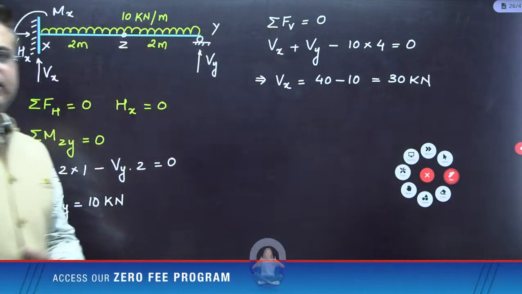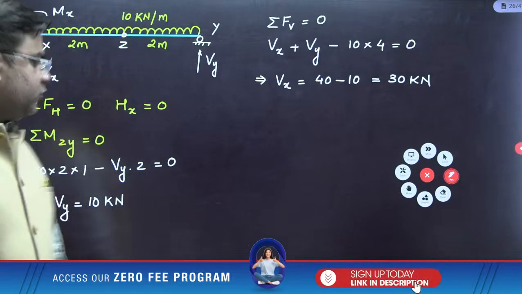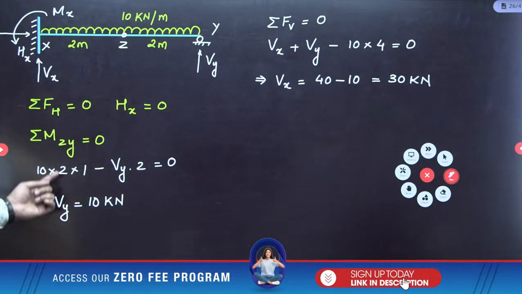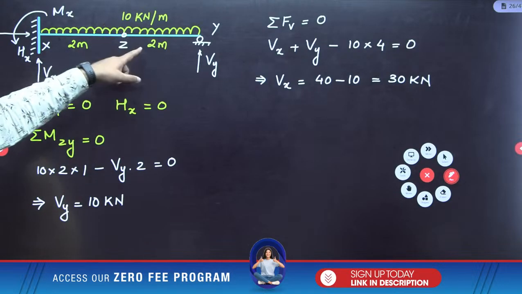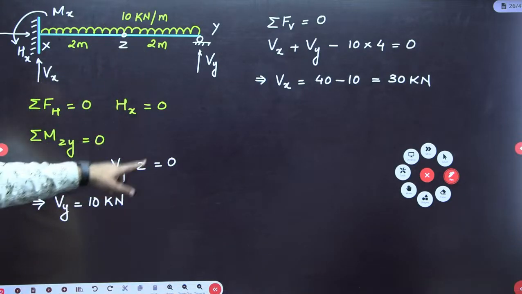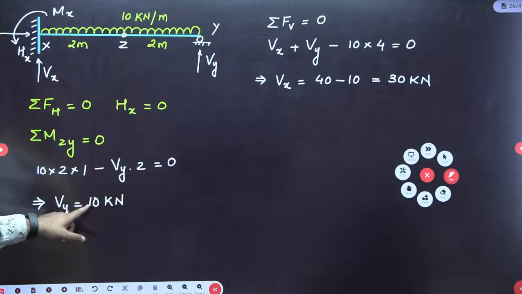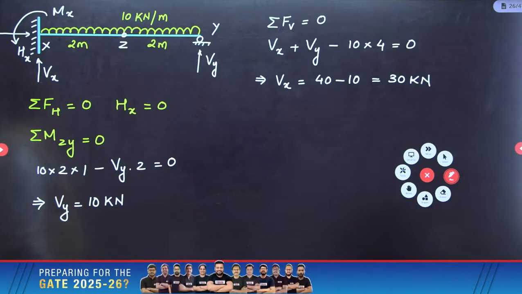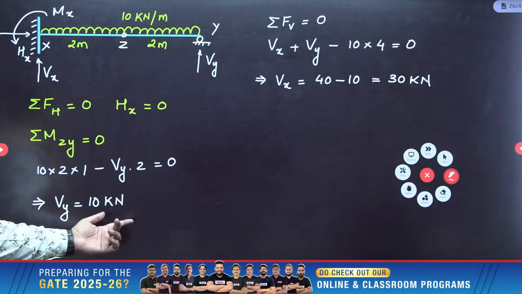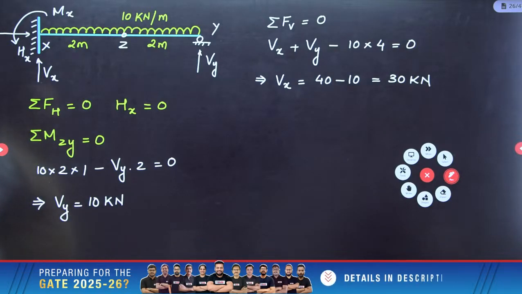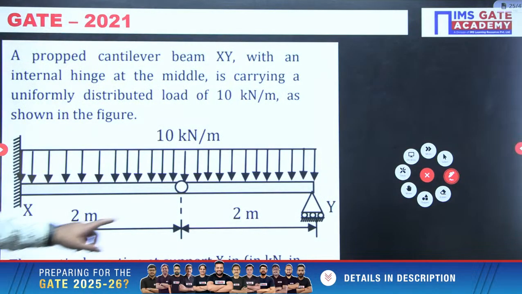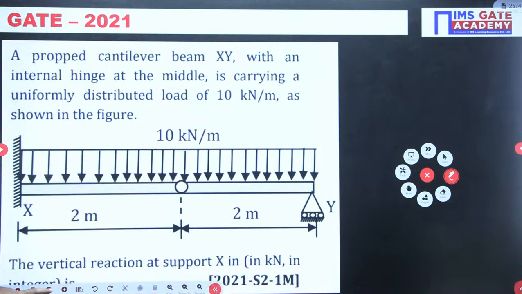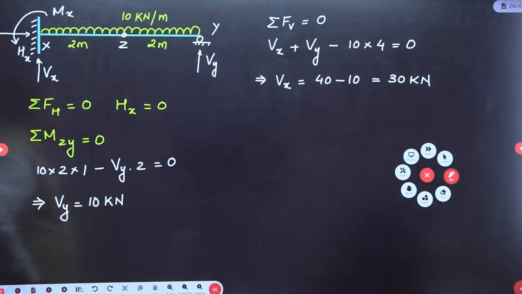Okay, so don't commit the silly mistakes here. This is 20. Why will it be 20? 10 into 2 into 1 minus Vy into 2. Why will this be 20? This is 10. Bhaiya ji, this is 10. Just check once again. This is 2, this is 2, this is 10, yeah. So this will be 10 here. Why 20?